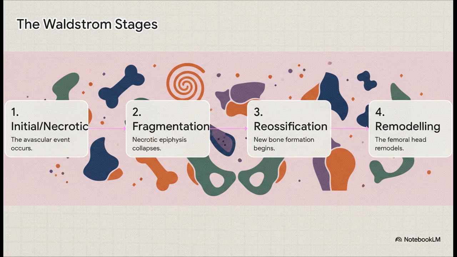It all starts with the initial stage right after that vascular hit. Then it moves into the fragmentation stage, which is where that dead bone structure starts to get weak and literally collapse on itself. After that, we get to the reossification stage, where the body starts laying down new, healthy bone. And finally, there's the healing or remodeling stage, where that new bone slowly reshapes itself over several years. Pinpointing which stage the patient is in is what drives our entire management strategy.